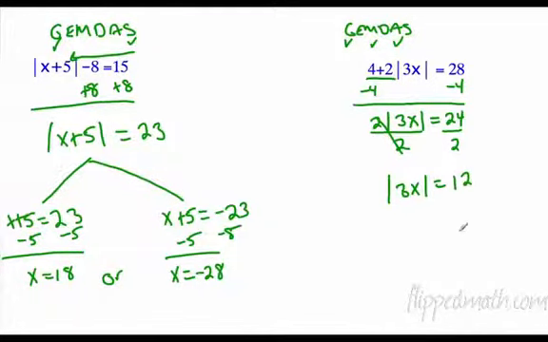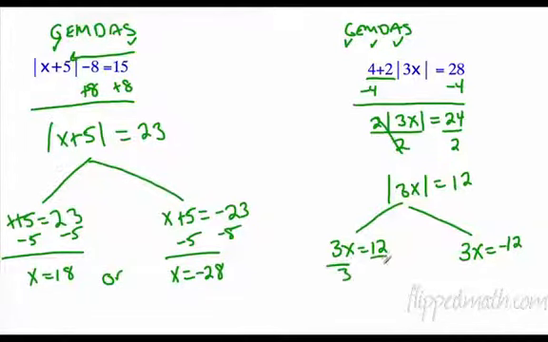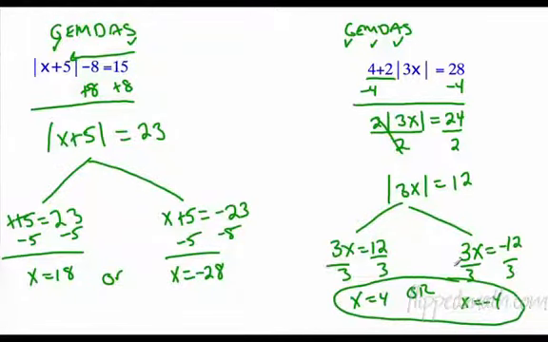Then I have to undo the absolute value. Remember, to undo absolute value, I have two equations. I take whatever is inside, set it equal to the positive, and whatever is inside, set it equal to the negative. And then I solve. Divide both sides by 3. So x could equal 4, or divide both sides by 3, x could equal negative 4. So there you have it, all right? Two more examples, and let's move on.